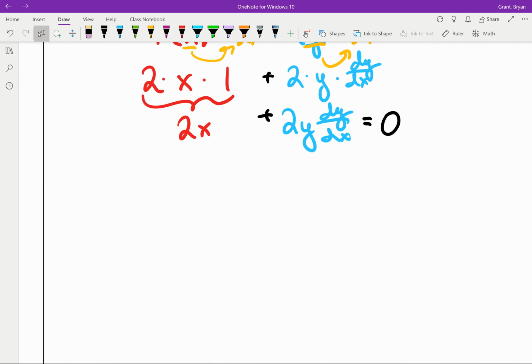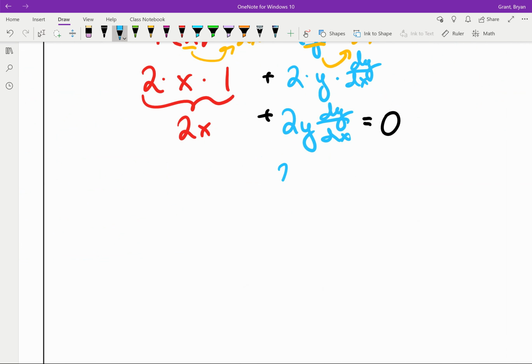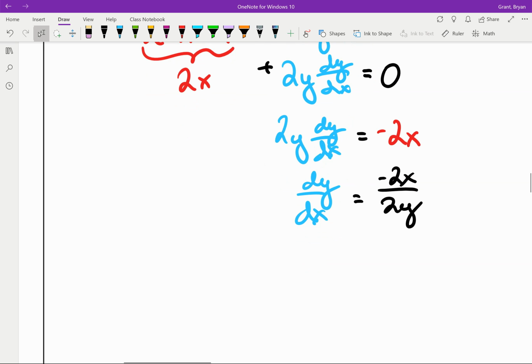I mean, we have the same equation. Shouldn't they be the same? So let's see, isolating over here, I think we'll probably want to subtract that 2x first. So I get 2y dy/dx equals negative 2x. And then we can divide by the 2y. So we get dy/dx equals negative 2x divided by 2y. And in fact, I think we can even simplify further, can't we? We can reduce our 2's. So we get dy/dx equals negative x divided by y.